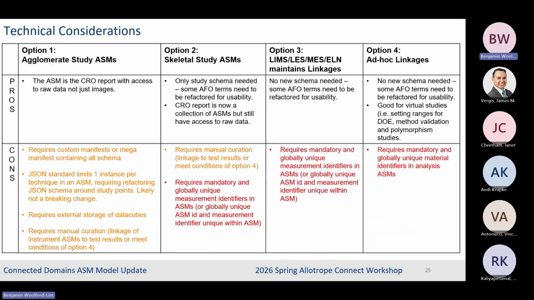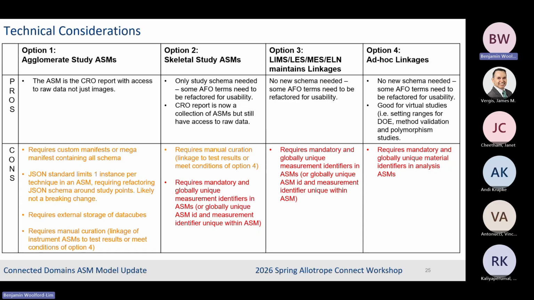Real quickly here, just some technical considerations with each one of them. For the agglomerate study ASM, there's some JSON limitations, so you can't duplicate a JSON key, so you can't have two LC aggregate documents at the top level. It's not allowed under JSON. There's actually some argument about whether it is or not, but definitely the tooling doesn't support it. So you have to move those down the tree and attach them to the study points, and then everything works fine. We did that testing, and that's why it's a light orange, just because we already know the path forward for fixing that.